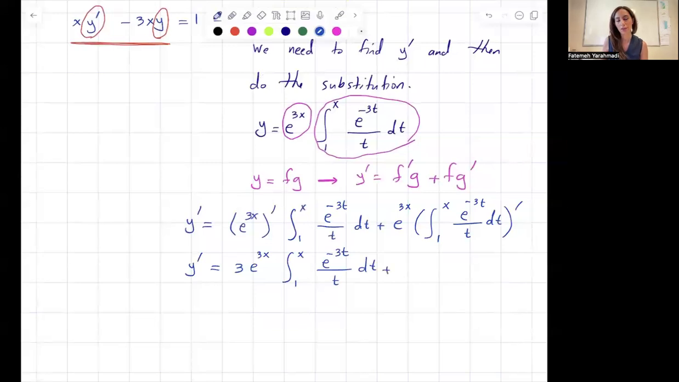For the derivative of the integral, you're going to apply the fundamental theorem of calculus. So copy down e to the power 3x, which is coming here, and then the derivative of this integral is the derivative of x, which is 1, times e to the power negative 3x divided by x. So this is our derivative.